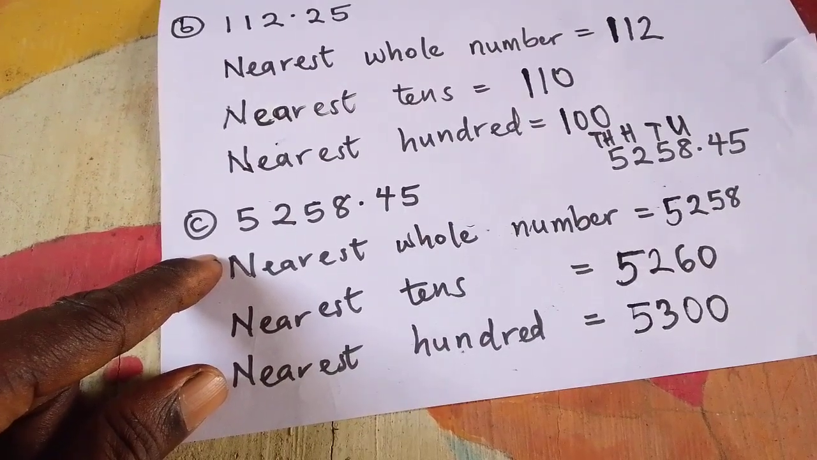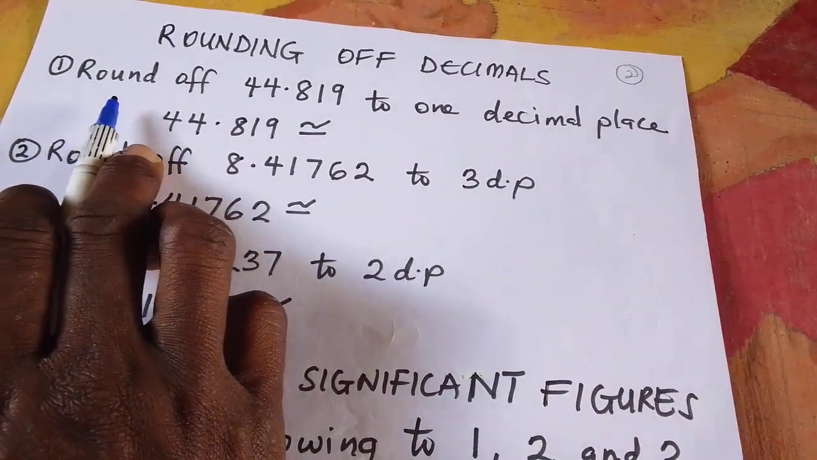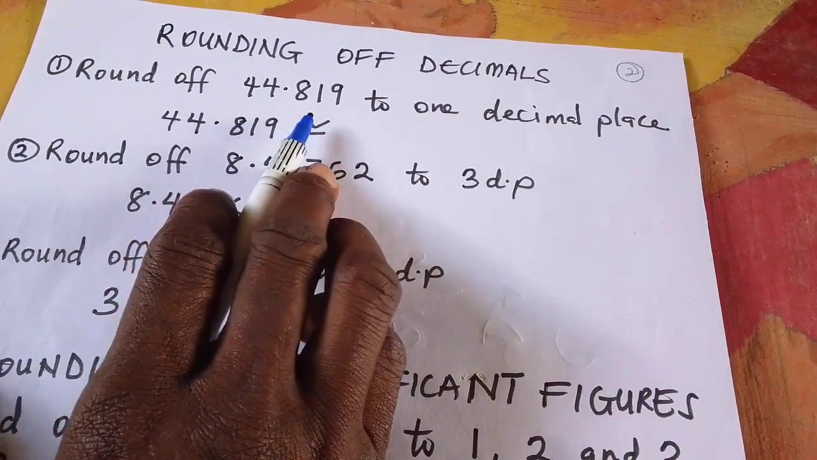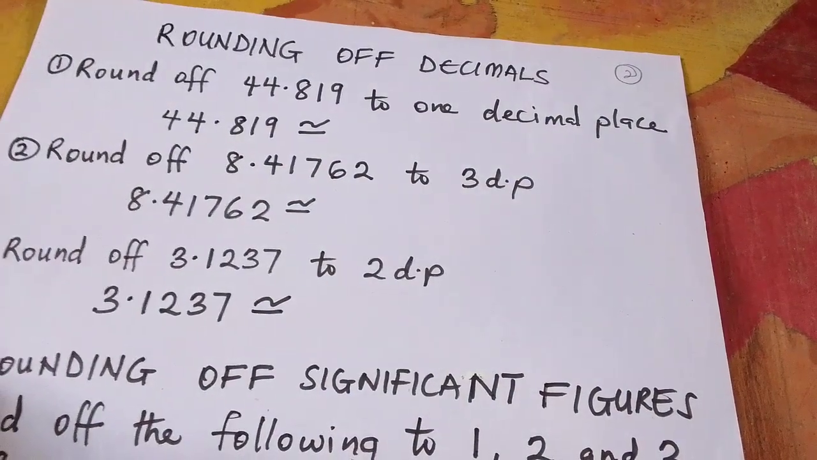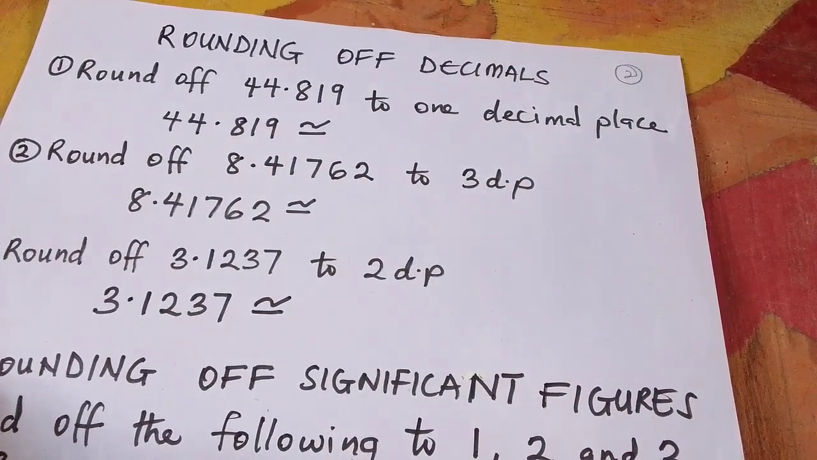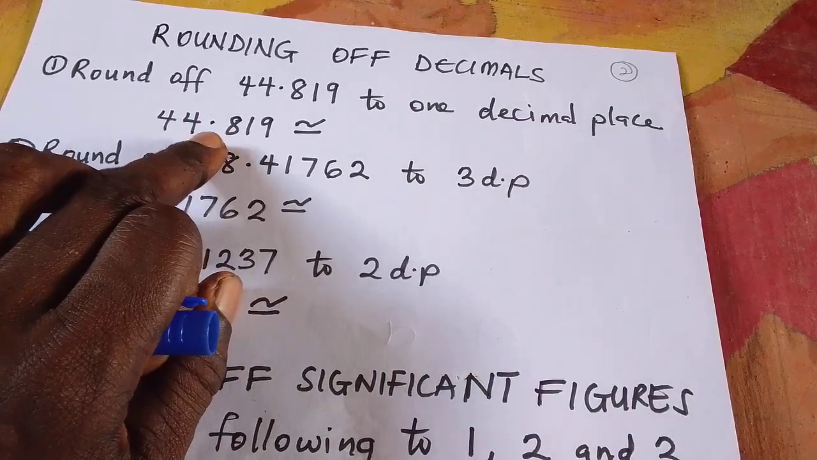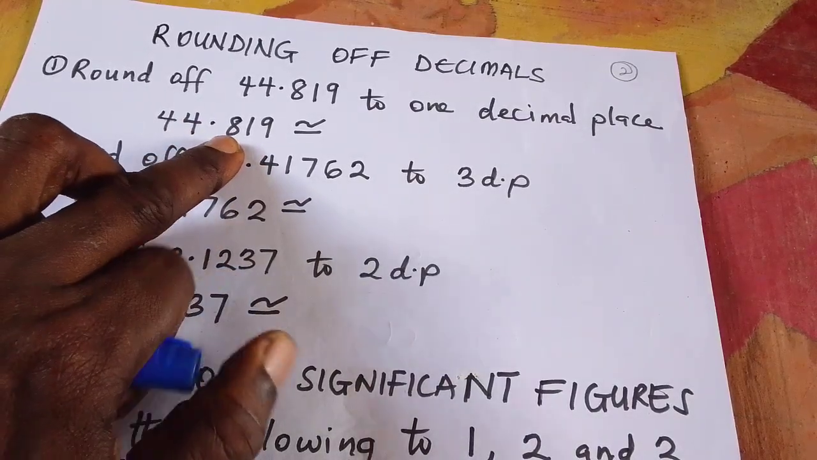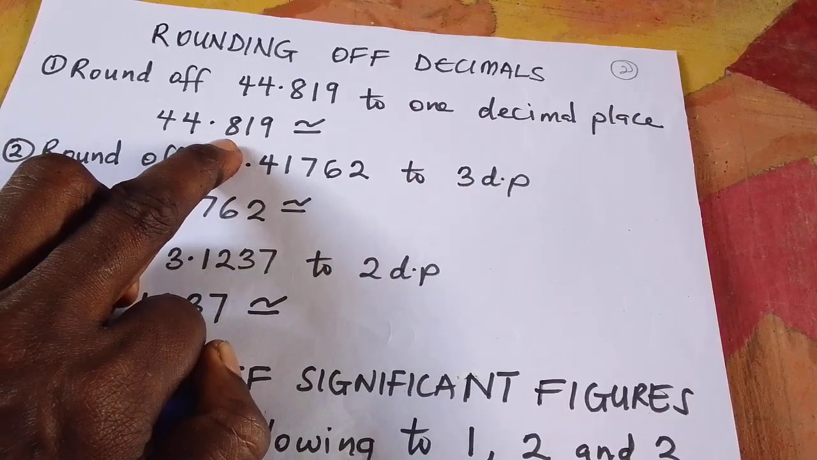Now let's learn how to round off decimals. Now let's look at this number. We round off 44.819 to 1 decimal place. Whenever you are to round off to decimal, look at this. After this decimal, you are having 8. That means you count 1. So the first number, we want to do it to 1 decimal place. This is the first number.